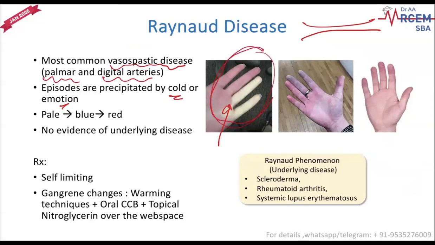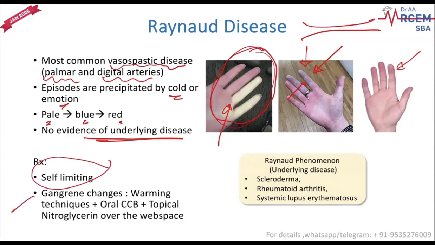After some time, the spasm disappears. Once the spasm disappears, the deoxygenated blood that is present will appear bluish in color. Over time, this deoxygenated blood, that is cyanosis, will start disappearing and it will become pink in color. This is known as the pale, blue, red phenomenon. There is no underlying disease at all. You cannot make out anything. Usually it recurs by itself, so it is self-limiting. Sometimes gangrenous changes might start appearing if it lasts for a longer time.